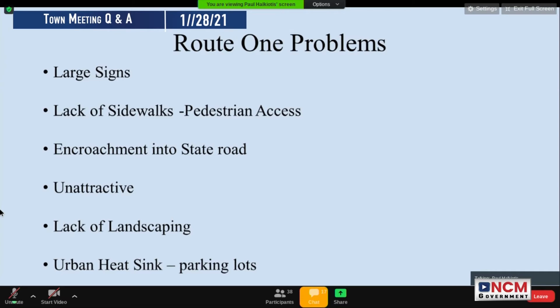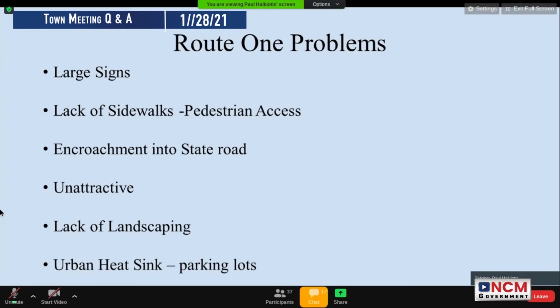Some are big billboards, message board signs. The Newbury Comics sign is a huge tall sign, like the kind you'd see on the side of an interstate highway, and out of scale, frankly, with the other signs along the road. Sections of Route 1 don't have any sidewalks, so there's poor pedestrian access.